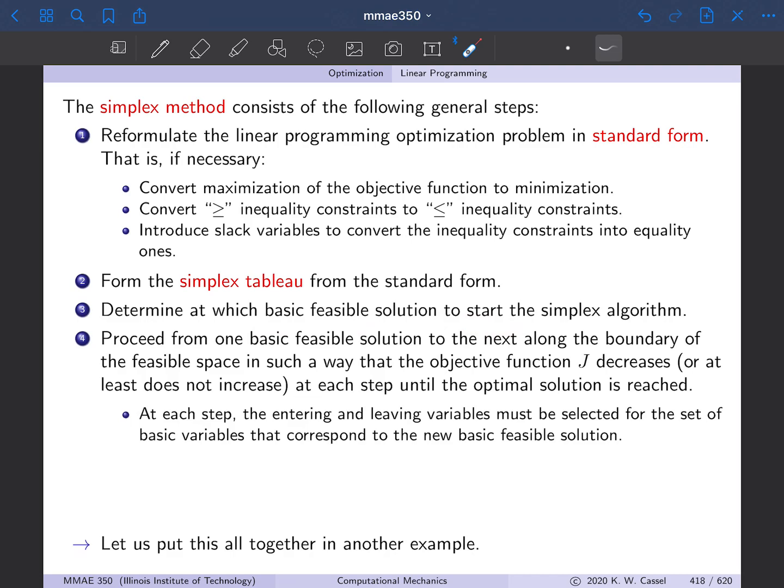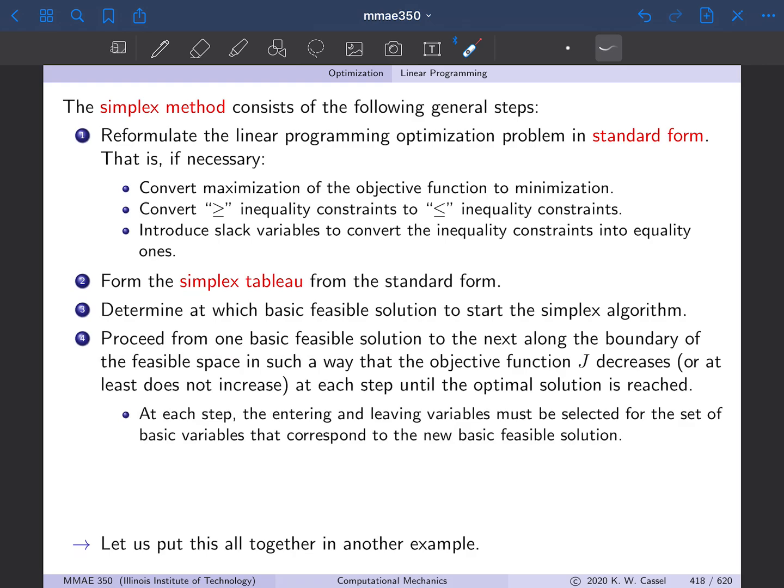So remember, the feasible space is a polygon, a many-sided polygon. We know that the optimal solution is at one of the corners, and so what we do is we decide which one of those corners, which we call a basic feasible solution, we want to start the simplex algorithm at. And there's a whole bunch of details that go into that selection that we're not going to get into. From there, you just decide how you are going to proceed from one basic feasible solution to the next, so one corner or vertex of the polygon to the next one.